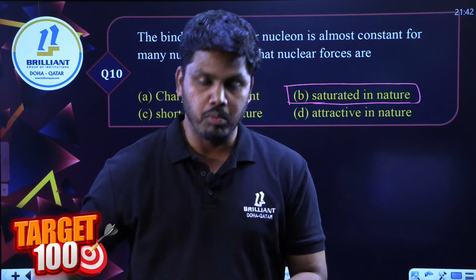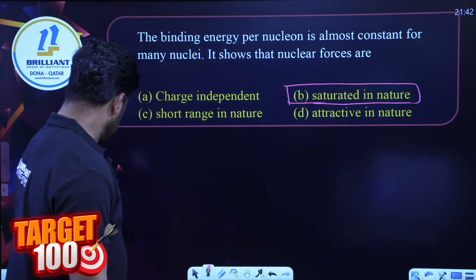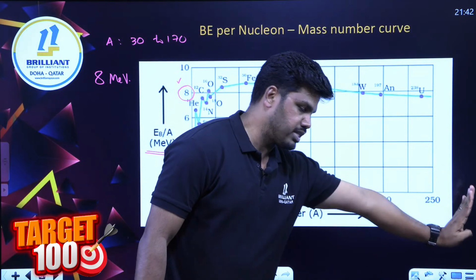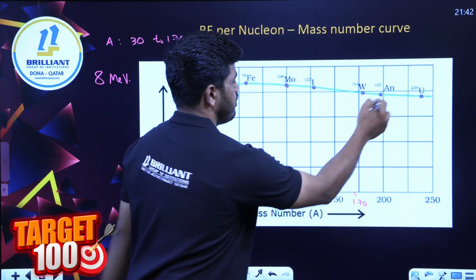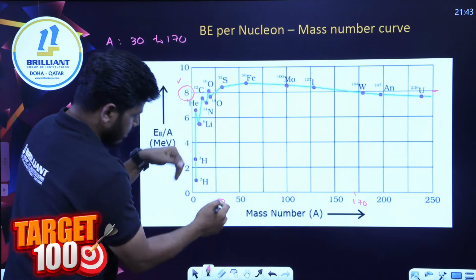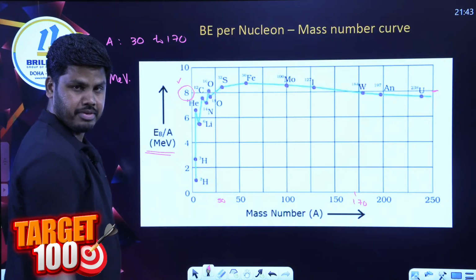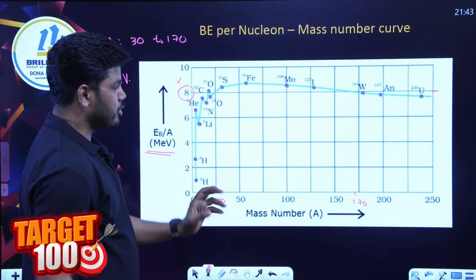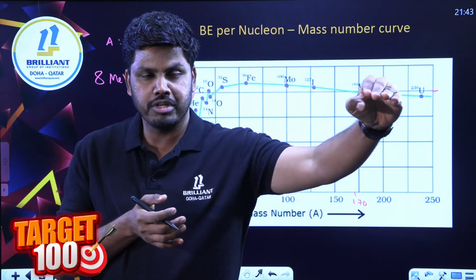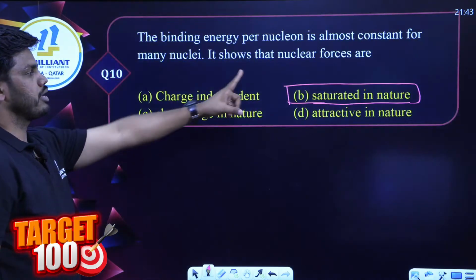If you add more and more nucleons into a nucleus, or if you come to higher nuclei, in the graph it is clear, when you go more than 170 mass number, binding energy per nucleon goes below 8 MeV. Even very light elements, less than 30, also have binding energy per nucleon less than 8 MeV. So binding energy per nucleon is not increasing proportionally with the mass number. It is increasing, almost constant, then decreasing. And that is because of the saturation property of nuclear force.